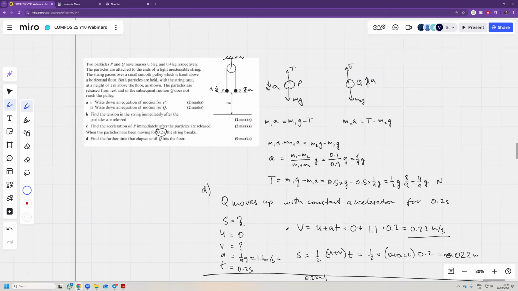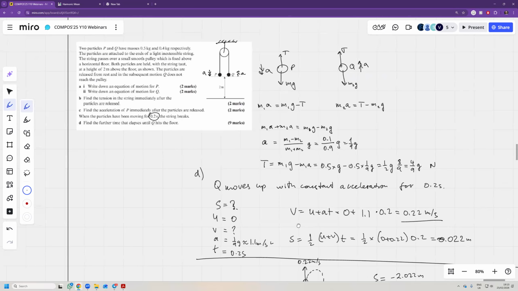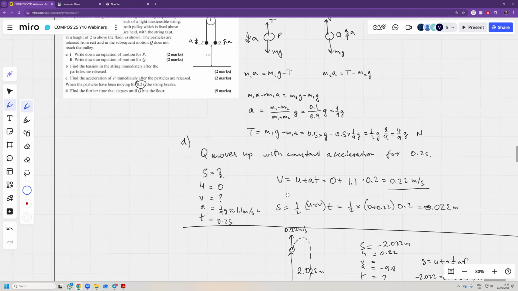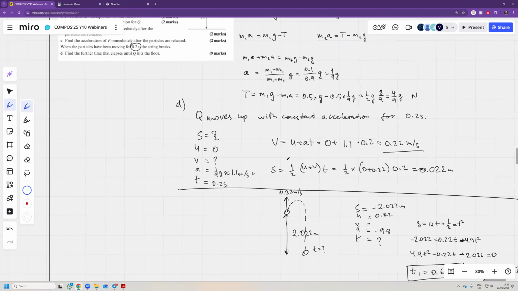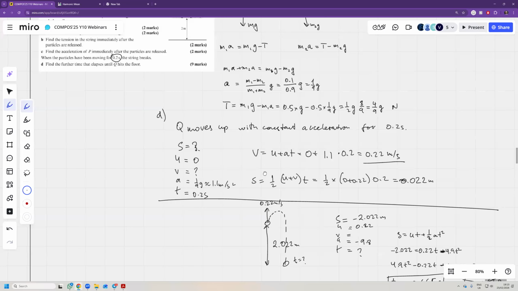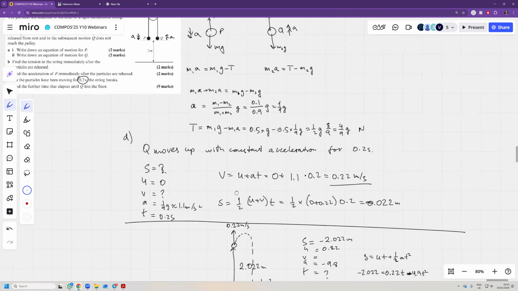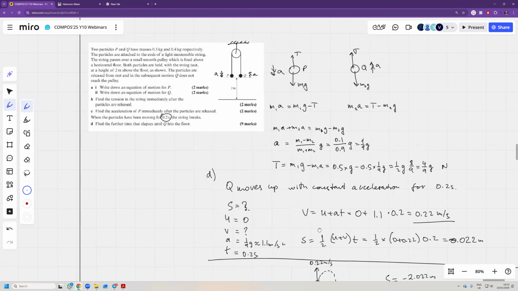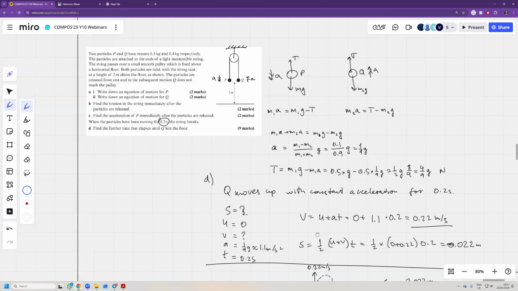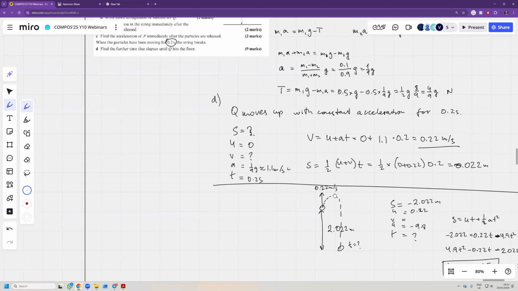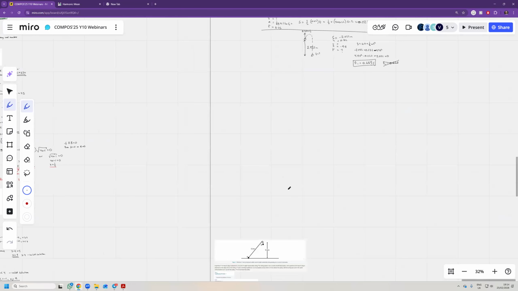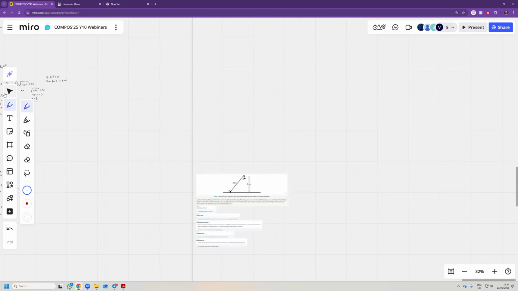yeah, it does seem that Q moves a very small distance up, only 2 centimeters. It only manages to move 2 centimeters before the string breaks. Unless I've made a terrible mistake somewhere, I don't think I have. 0.2 seconds, acceleration 1.1. Yeah, I think it looks realistic. If you find a mistake, please let me know. And final question.